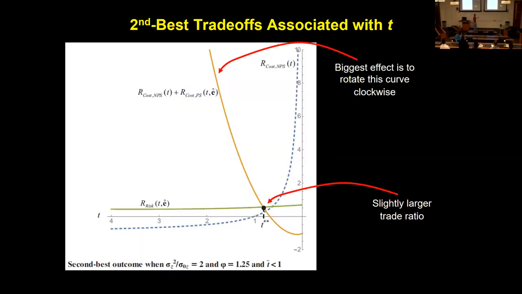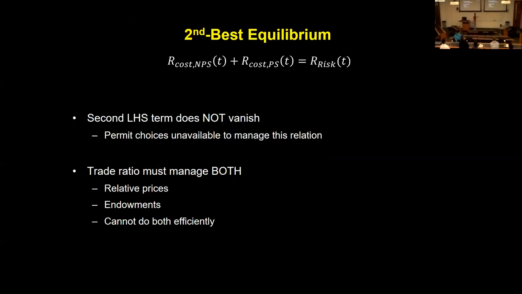But the reason these curves rotate significantly and give you the larger ratio, in part, is because we don't have this permit response anymore. There's no longer a permit response changing as T changes. We hold this fixed, and now the trade ratio is going to have to do more. If we look at the equilibrium, this term in the middle here, as I mentioned before, was zero in the first best outcome, it's no longer going to be zero. This wedge is going to remain. This difference between point source marginal costs and marginal damages is going to remain, because we don't have any permit choices to manage that relationship.